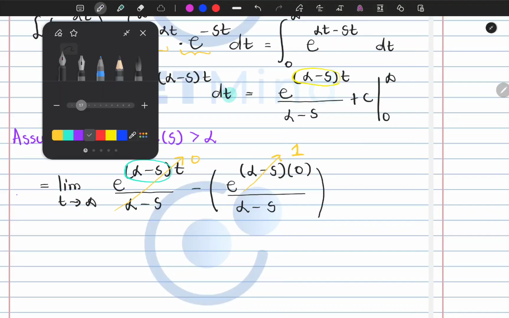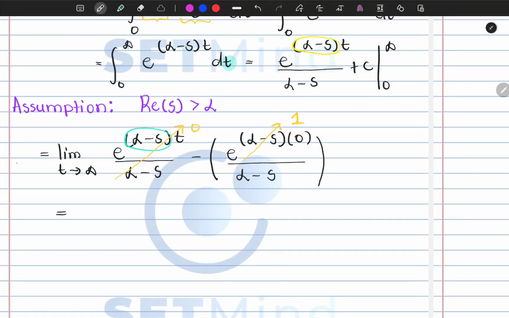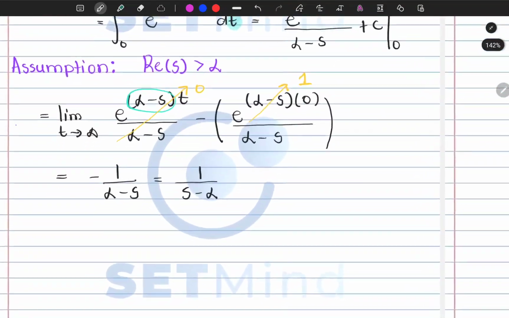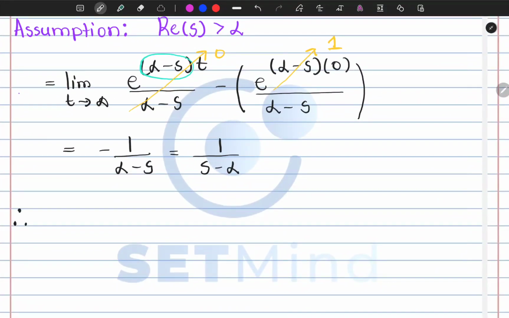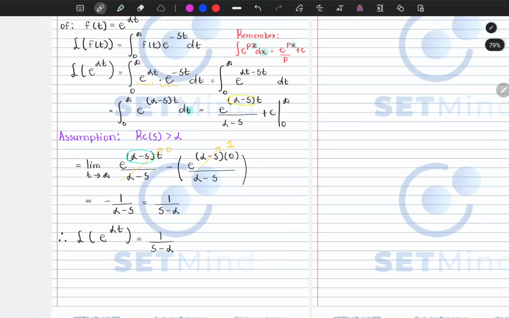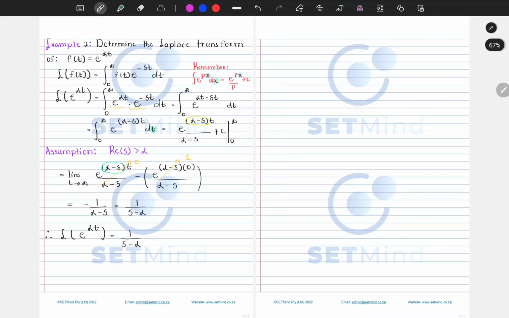So if you look carefully, our answer will simply be negative 1 over alpha minus s, which you can just push the negative and end up having 1 over s minus alpha. So what does this mean in conclusion? What this means in summary is that the Laplace transform of e to the alpha t is simply 1 divided by s minus alpha. That is what it means. This is example number 2. Let us now go to example number 3.